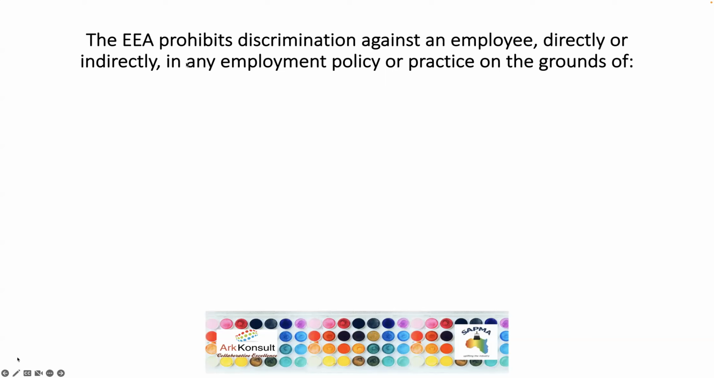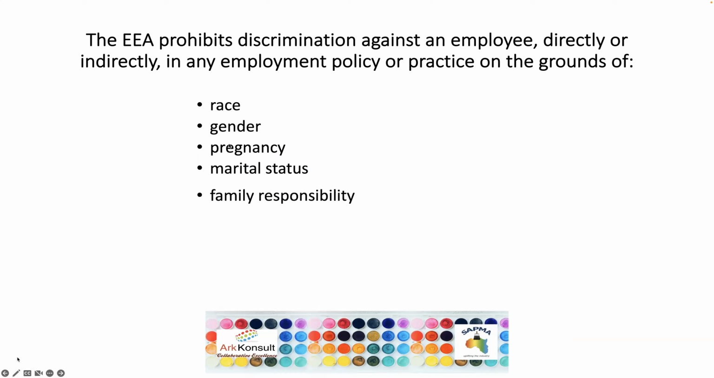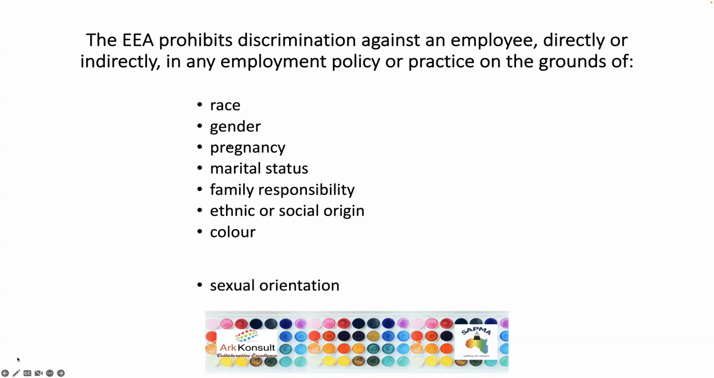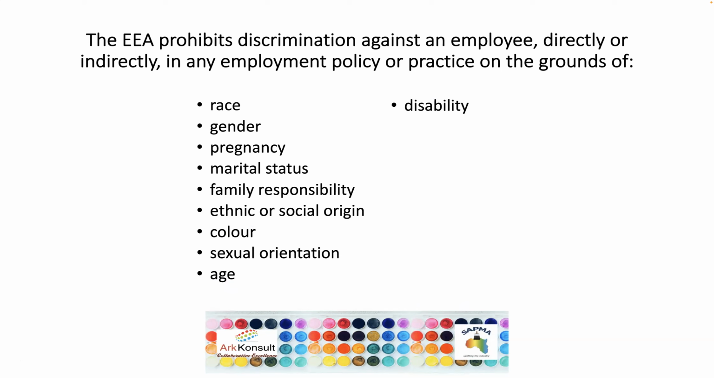The Employment Equity Act prohibits discrimination against an employee directly or indirectly in any employment policy or practice on the grounds of race, gender, pregnancy, marital status, family responsibility leave, ethnic or social origin, on the basis of color, on the basis of sexual orientation, on the basis of age, disability. And by the way, we're going to talk a little bit about changes to the definition of disability in this latest version of the Act as well.